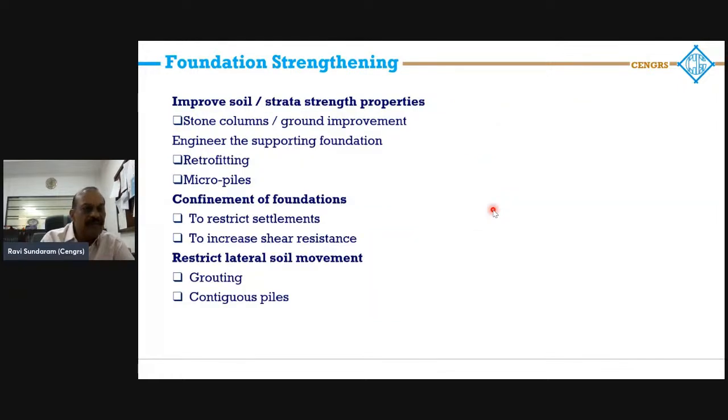So when we are talking about foundation strengthening, there are various solutions. Stone columns, ground improvement. Maybe you want to do some retrofitting, install some micropiles, confine the foundations to restrict the settlement and to increase the shear resistance. You could be doing something to restrict the soil movement. This could be by grouting or contiguous piles, or other such solutions.